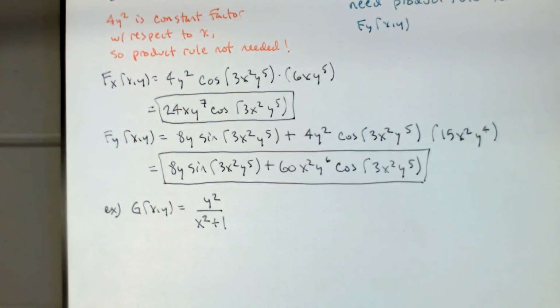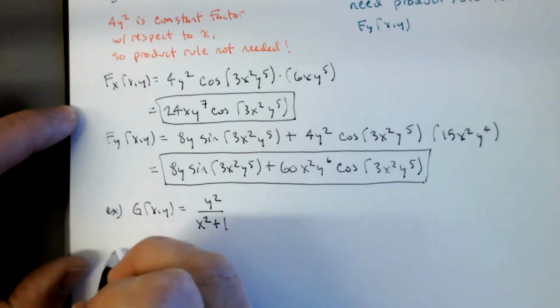I did mention earlier that you want to keep the quotient rule around. But just because you see a quotient doesn't mean you can automatically jump to the quotient rule. Sorry, quotient rule, you're just not going to be necessary here. We have a numerator and denominator, so we might think quotient rule. But notice that the numerator is just y squared, so with respect to x, the numerator is constant. The denominator just has x squared plus 1, so with respect to y, the denominator is constant.